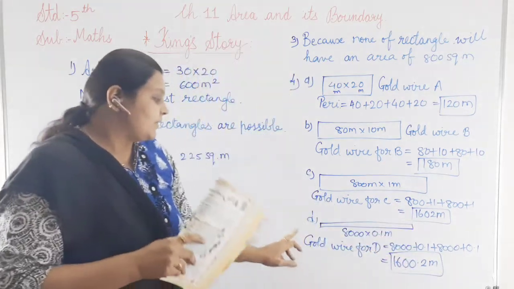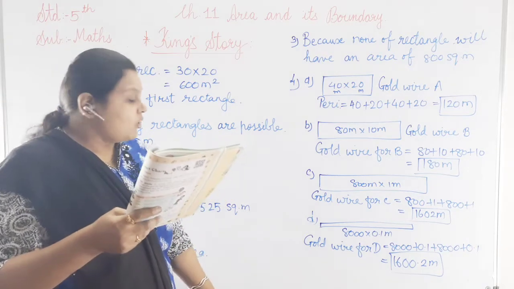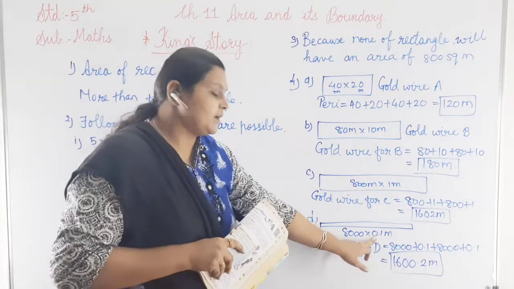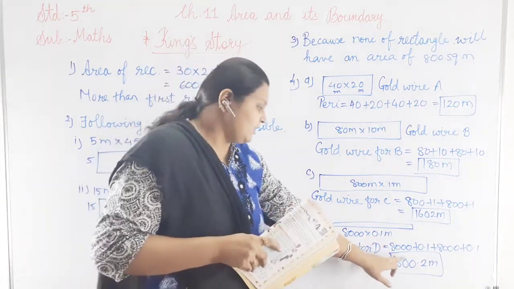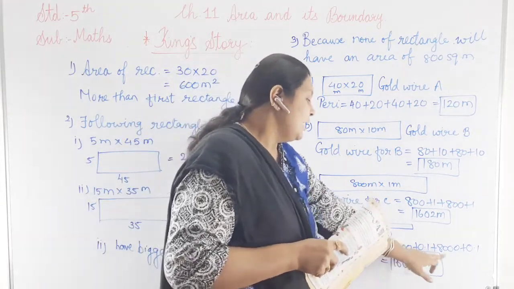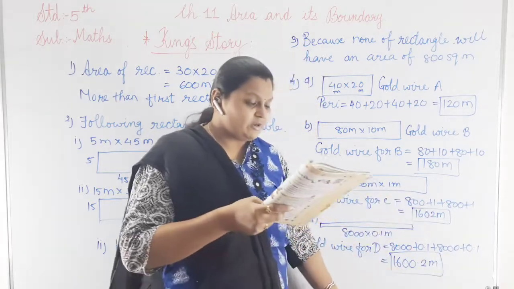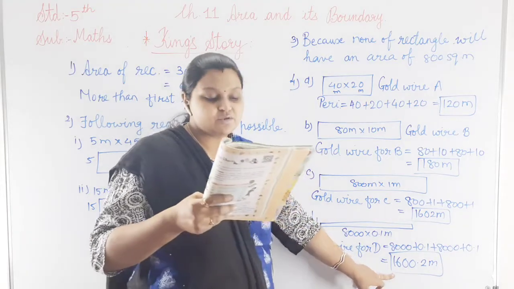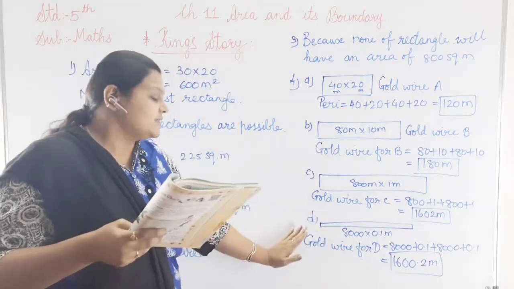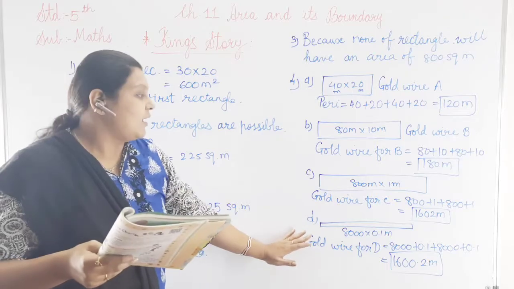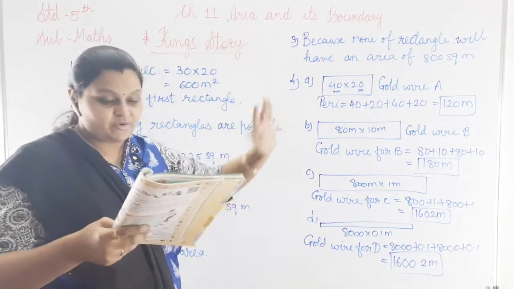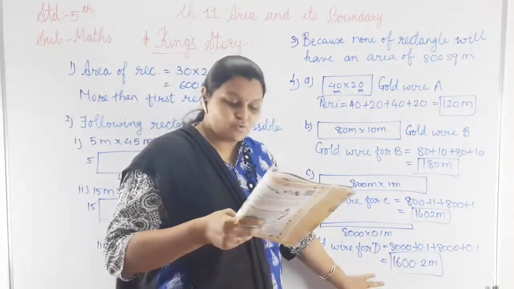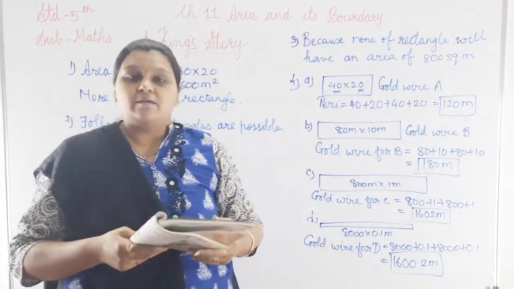Now D, gold wire for D will be 8000 into 0.1 is given. So 8000 plus 0.1, 8000 plus 0.1. Now that will be 1600.2. This Anwar has made so longer compared to these 3. So he will get 1600.2 meter of gold wire.